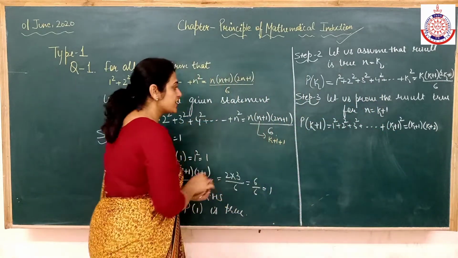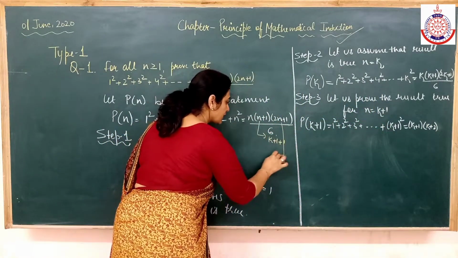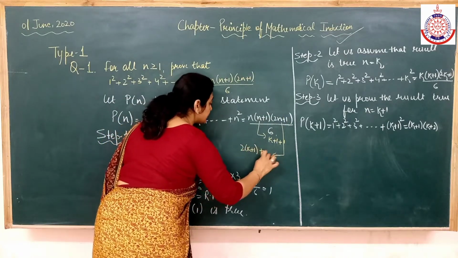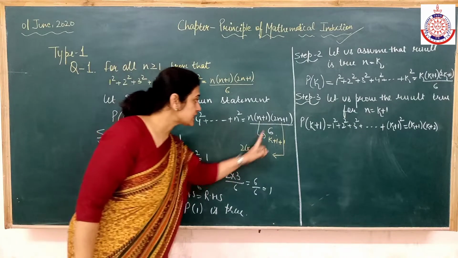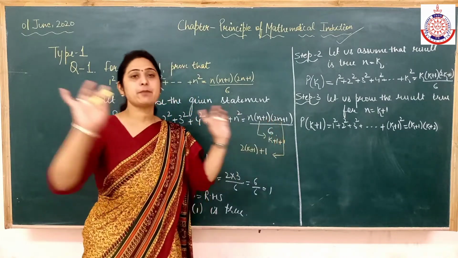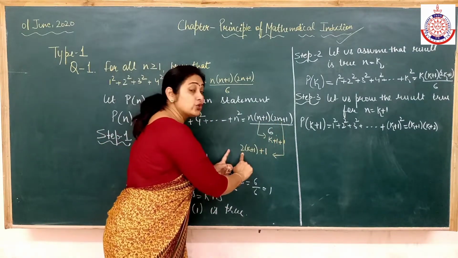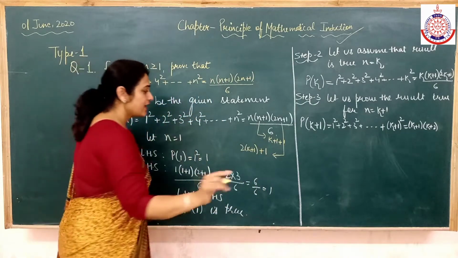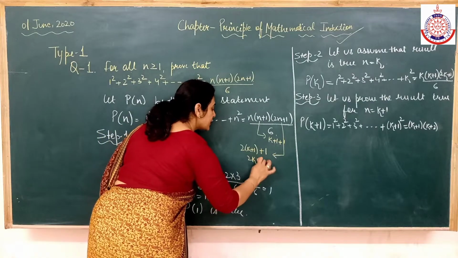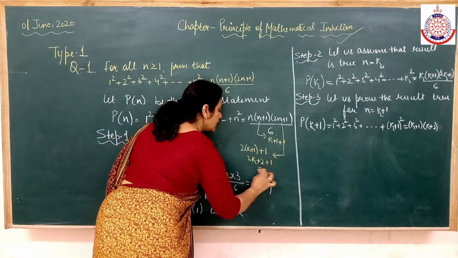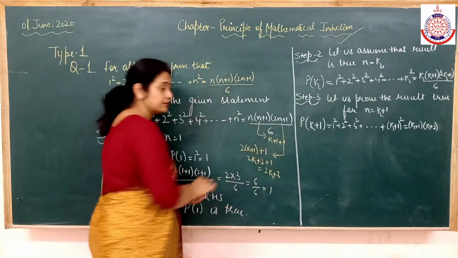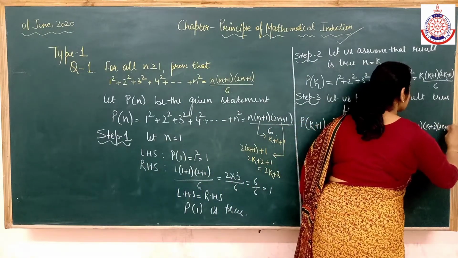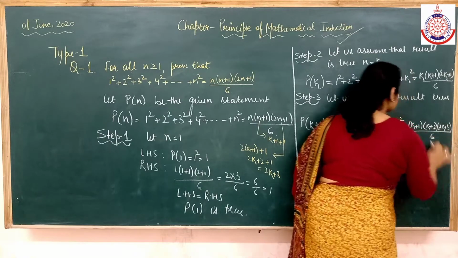Clear? Now let's check this. In place of n, I need to put k plus 1. Always keep a bracket, children. Students commit a mistake: in place of n they just write k plus 1, and they forget about the 2 written outside. The 2 is there, first it will be multiplied, then it is going to be added. That we need to keep in mind. So what will this become? It will become 2k plus 3. Understood? So this will become 2k plus 3 by 6.